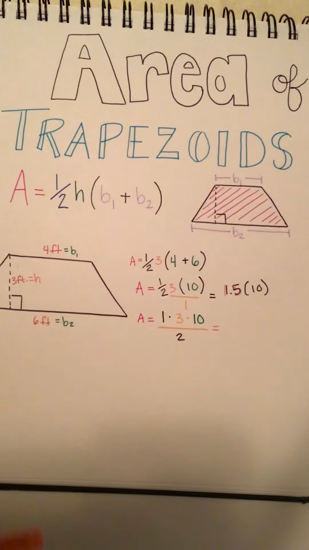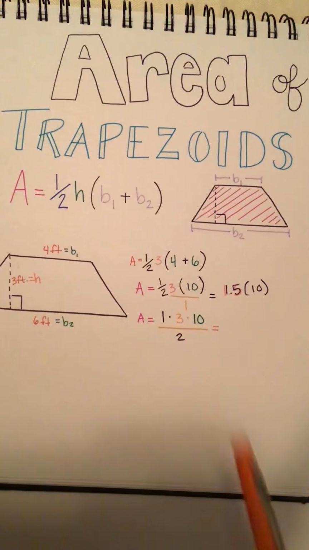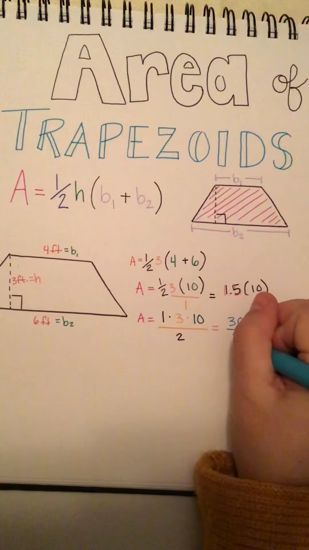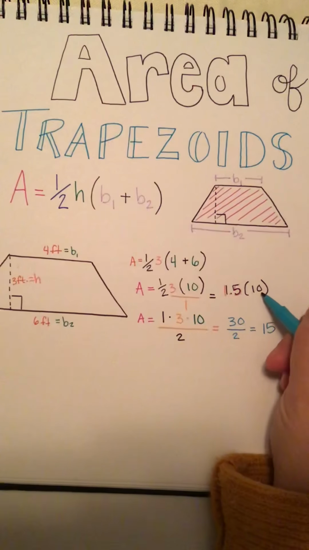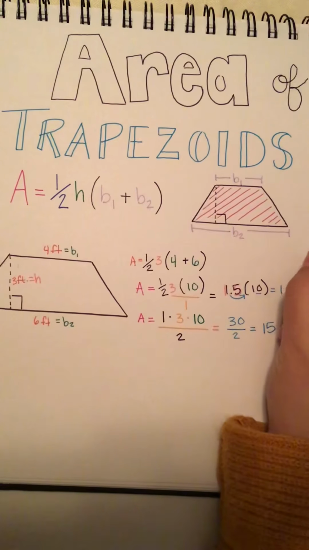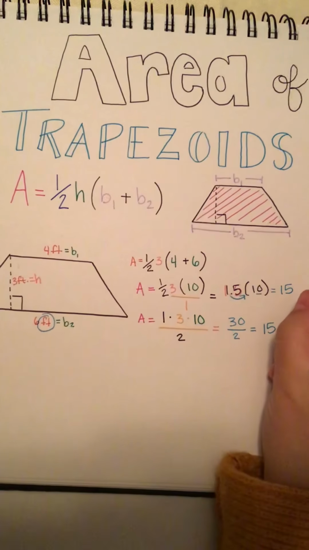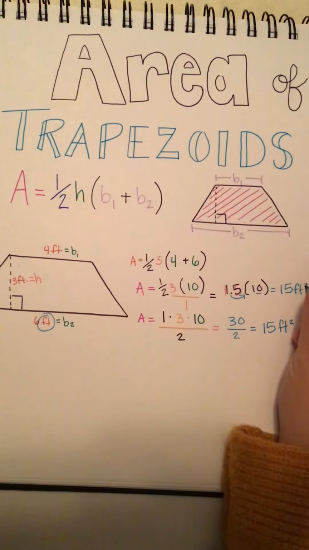Okay. I know. Look at this disaster. Oh no. Look at this. Okay. I know that 3 times 10 is 30. Pretty basic. Let's use a different color. 3 times 10 is 30. I divide by 2. 30 divided by 2 is 15. 1.5 times 10, I have 1 0. I move the decimal over 1 place, equals 15. 15 what though? Don't forget, 15 feet squared, 15 square feet. Okay?